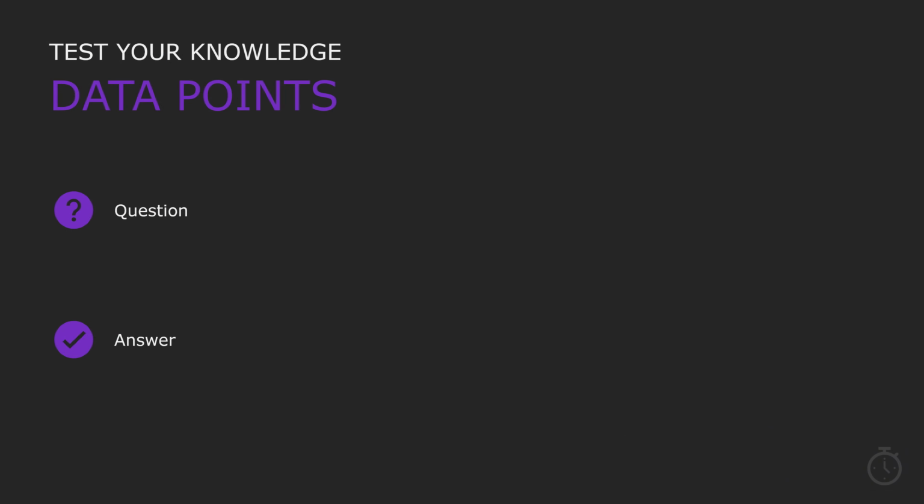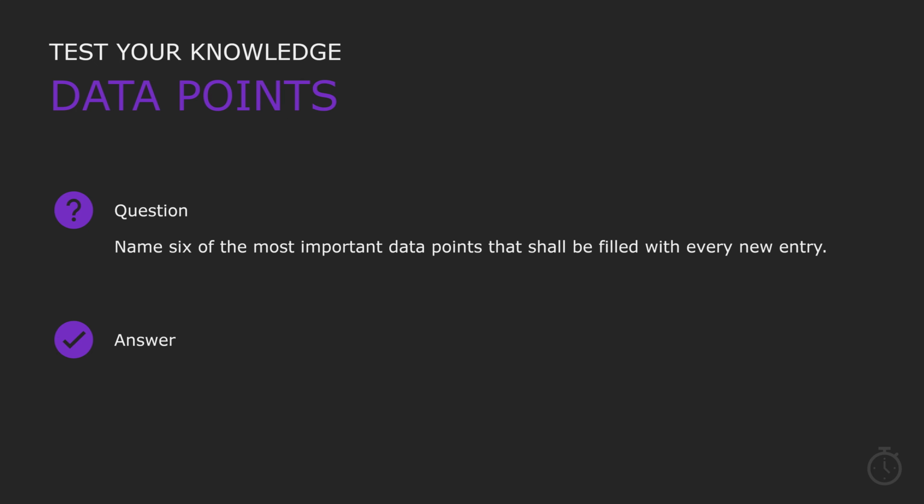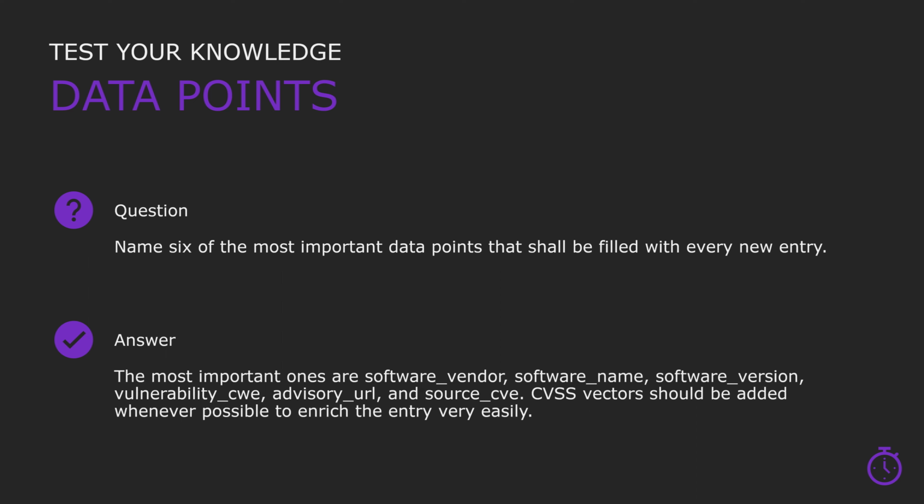The more data points an entry has, the more data will be available to our customers. This will increase the quality of vulnerability entries very much. Which are the 6 most important data points that should be filled whenever possible? It is very important to document the vendor name, software name, affected version, vulnerability class, advisory URL, and assigned CVE identifier. Add as much data as you can.